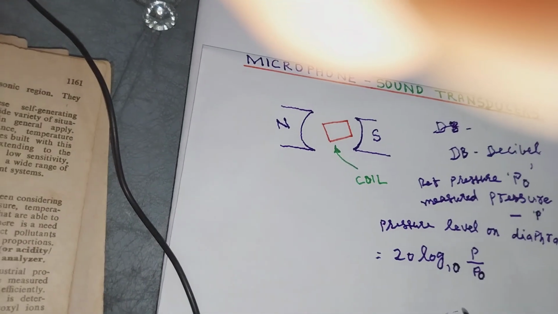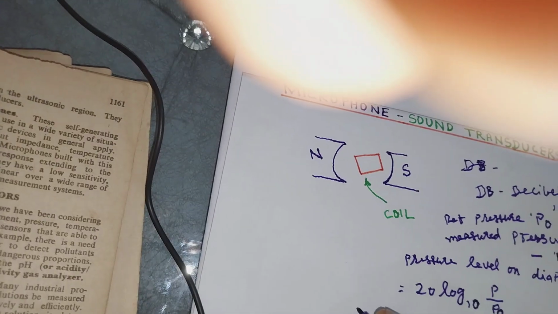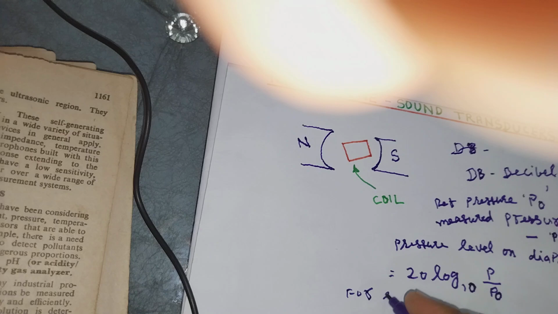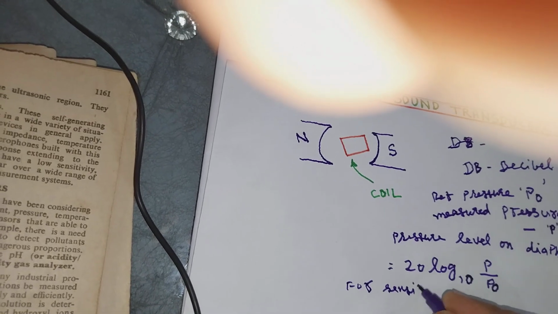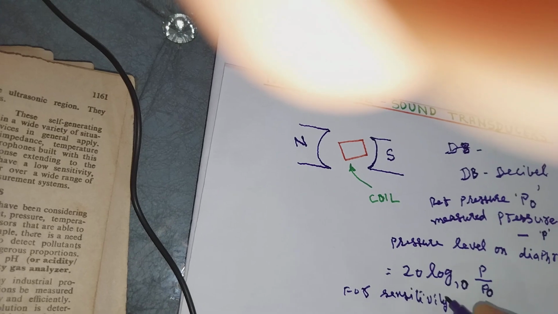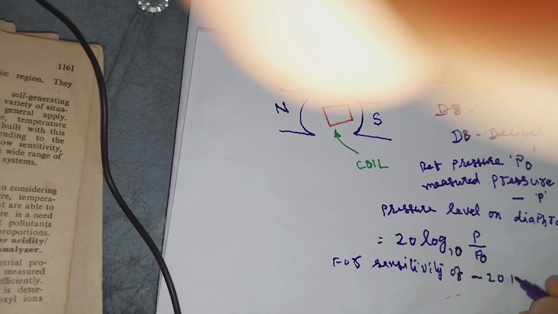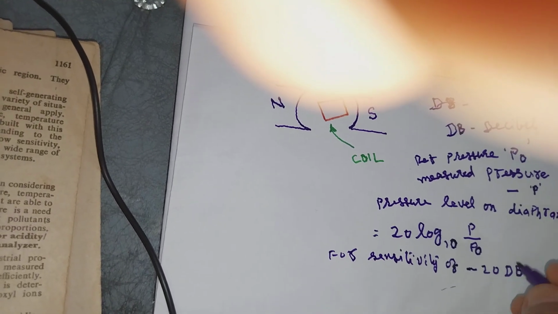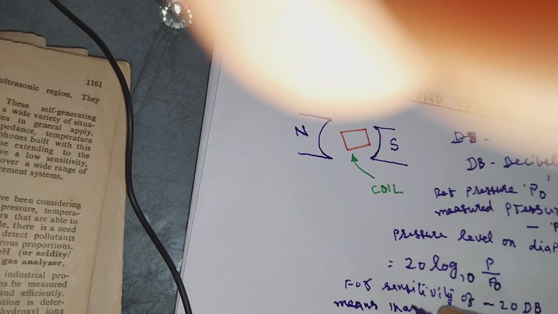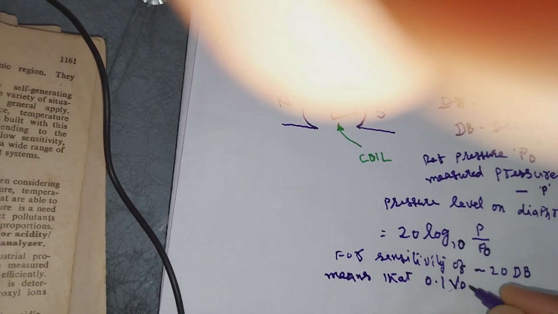Here it means that for the sensitivity of minus 20 dB, it means that .1 volt will be created.